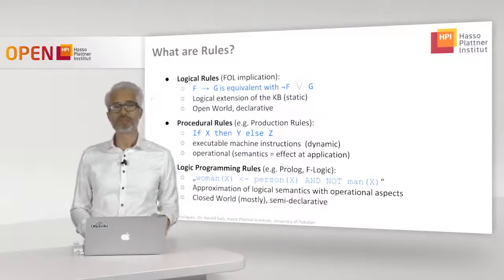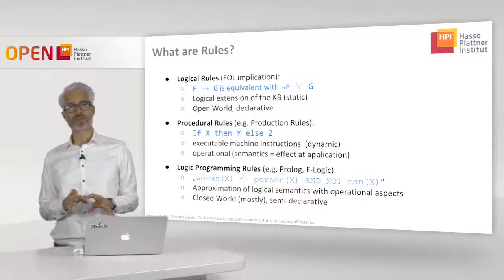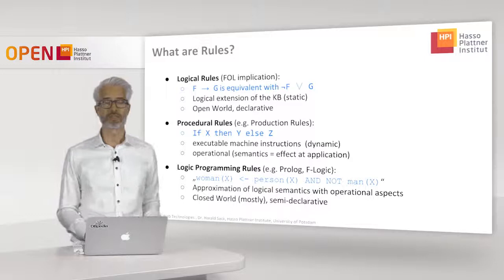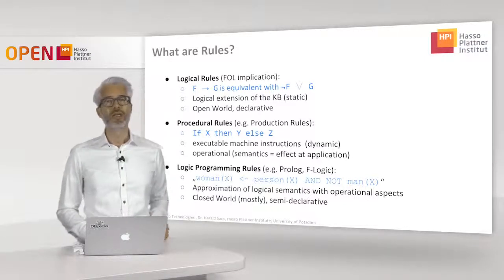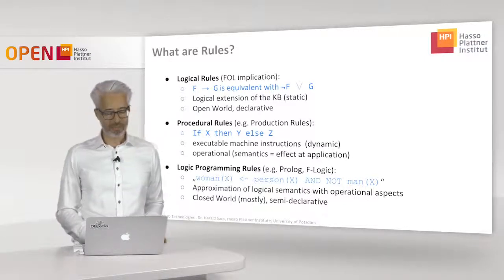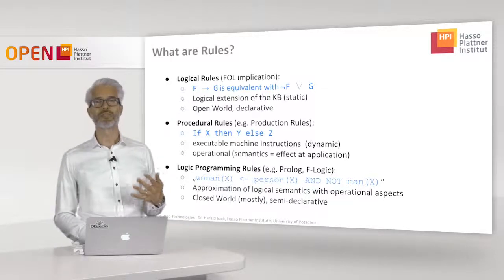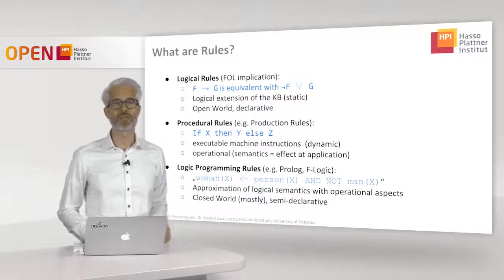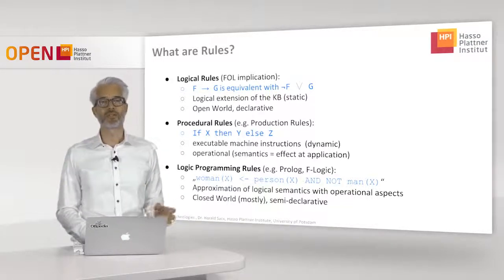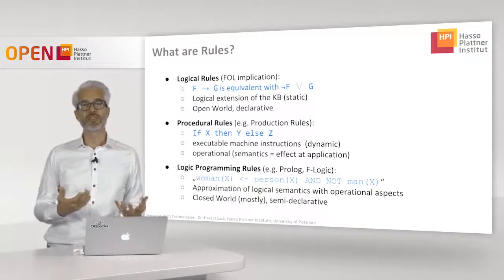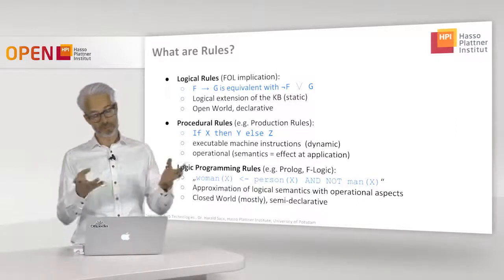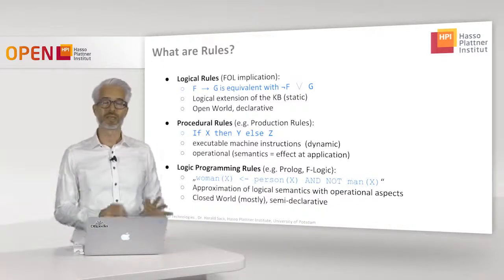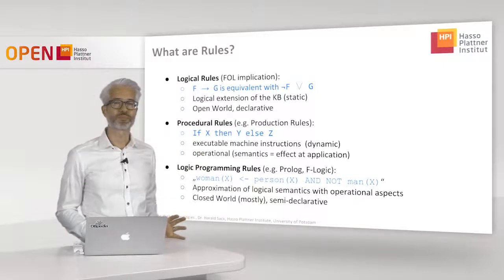And we have to consider different kinds of rules. For us, of course, logical rules are the most important, like for example here the first-order logic implication. For the first-order logic implication, if F implies G, we know that there is an equivalent expression as a clause, which we see here as non-F or G. So this is a logical extension of the knowledge base, and usually we want to deal with an open world and in a declarative environment if we are dealing with description logics.